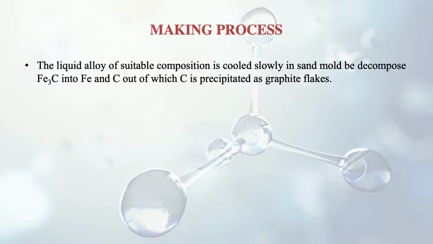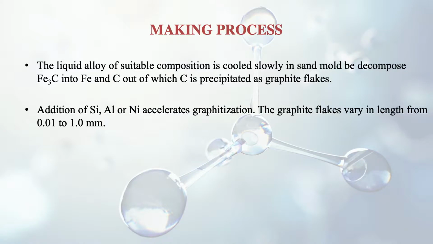So the liquid alloy of suitable composition is cooled slowly in a sand mold. There's a sand mold, and liquid is poured inside it, and then this decomposes Fe3C, that is the cementite, into Fe and C. So both separate out, and the separated C is precipitated in the form of graphite flakes, which we discussed earlier. So these graphite flakes are coming from Fe3C only when both are separated. Addition of silicon, aluminium or nickel will accelerate this graphitization.